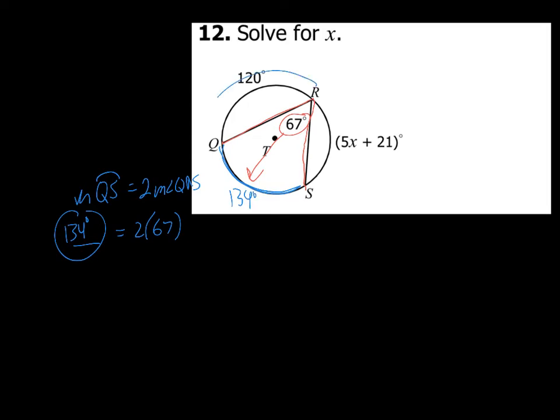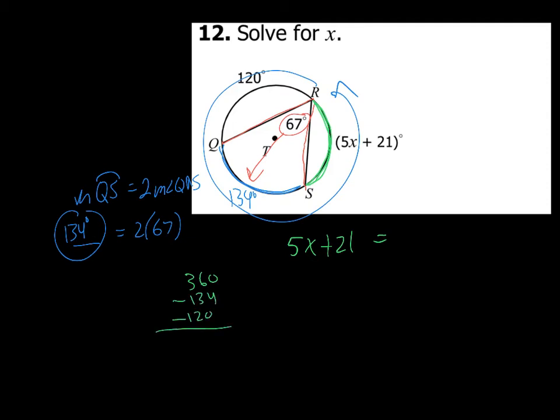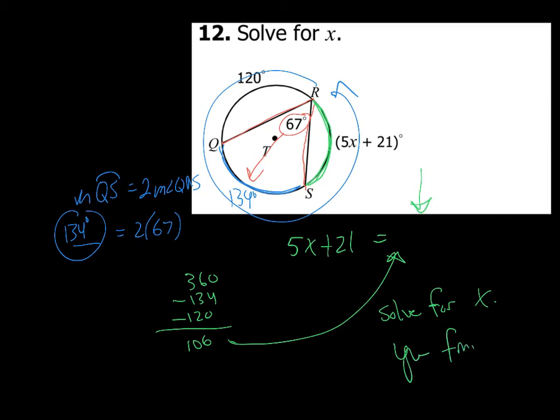Now again, all the way around is 360, and what I really like to know is what this arc is, because I know 5x plus 21 is what that arc measure is in terms of an algebraic expression. So I come over here, 360 minus 134 minus 120 will give me the value that 5x plus 21 is equal to. Well, 360 minus 134 minus 120 is 106. So I place there the 106 right there, and I'm going to solve for x. You finish.